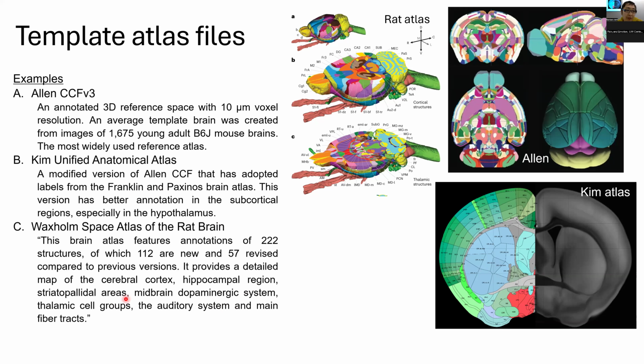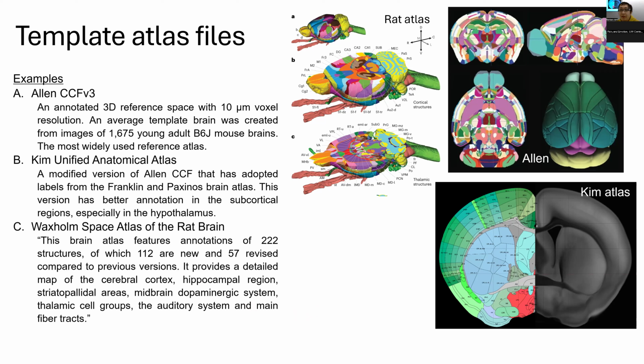There's 222 structures with 112 new and 57 revised regions, I guess. I think some people have some concerns about this atlas. Typically, some regions are more well-defined than others. There are pros and cons. But at least we can say that there is an atlas if you want to use it as your template.